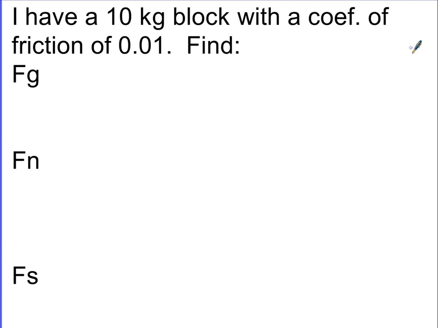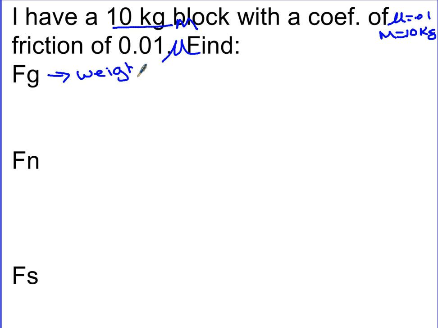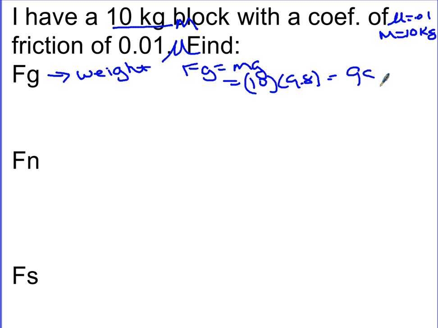Now suppose we have a problem where I have a 10 kilogram block, this is my mass, with a coefficient of friction, mu, of 0.1. Find Fg. I'm going to write my givens over here. M is 10 kilograms, and mu is 0.01. Now Fg is always the weight. And you remember the formula, Fg equals mg. So Fg is m, which is 10, times g, which is 9.8, or 98 newtons.